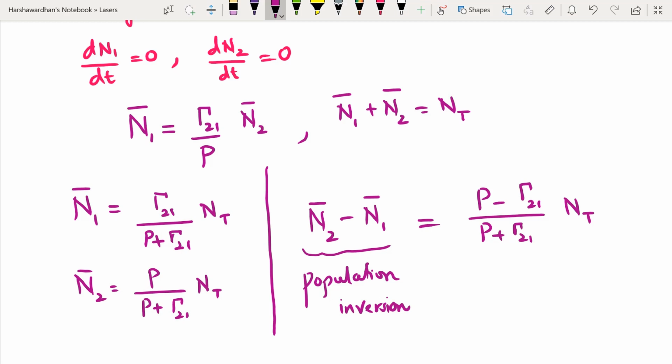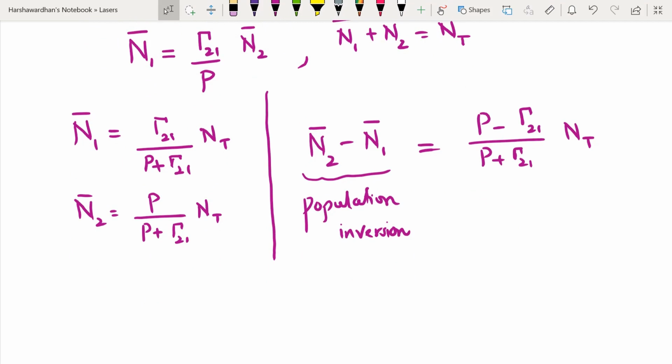Now you see, it is very clear that for inversion to happen at steady state, that is, we want this n2 bar minus n1 bar to be positive, that implies that for inversion, what I require is that p should be larger than gamma 21. So this is essentially what is required for us to get non-trivial gain or population inversion on the lasing transition.